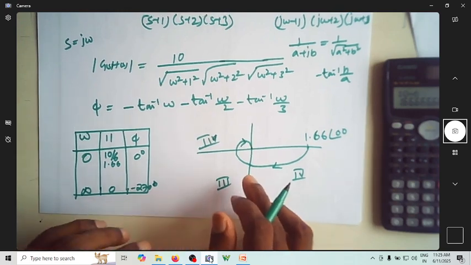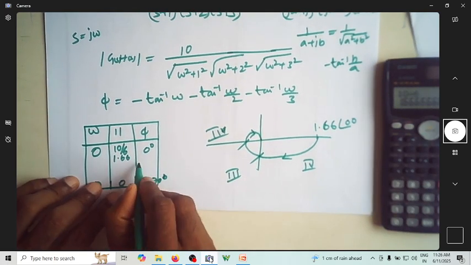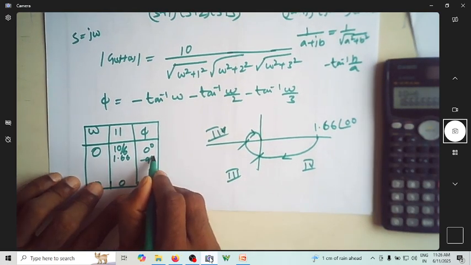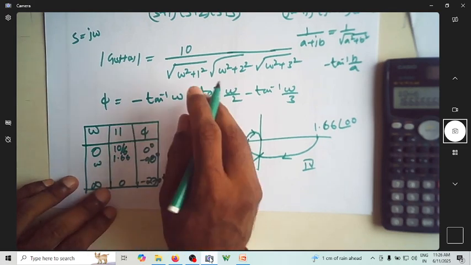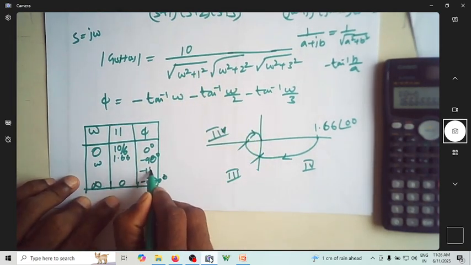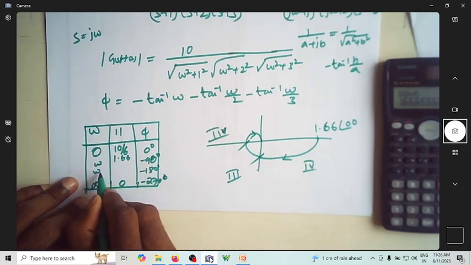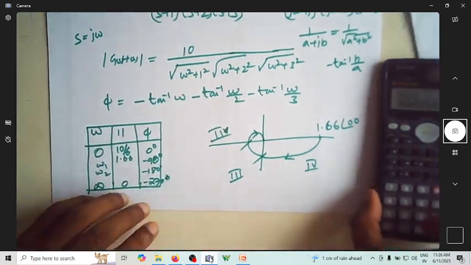If you are keenly interested in the magnitude at these points, just find the value of omega at minus 90 degrees, substitute that value of omega here and find the magnitude. Similarly, make the phase equal to minus 180 degrees, find omega, and substitute to get the magnitude.